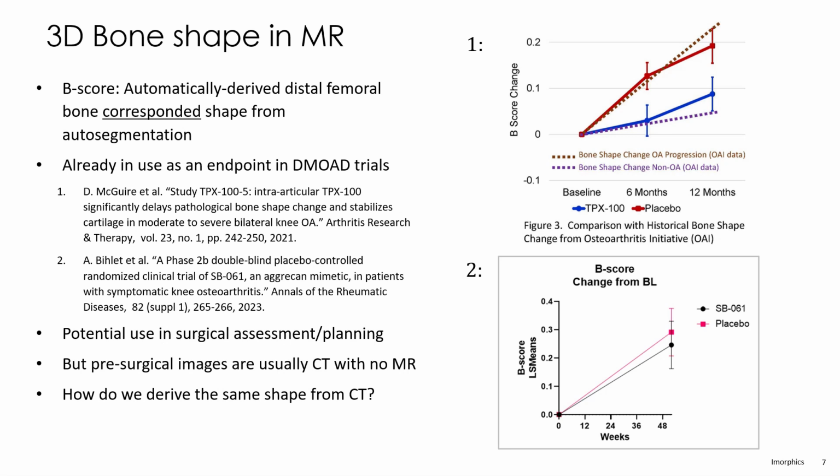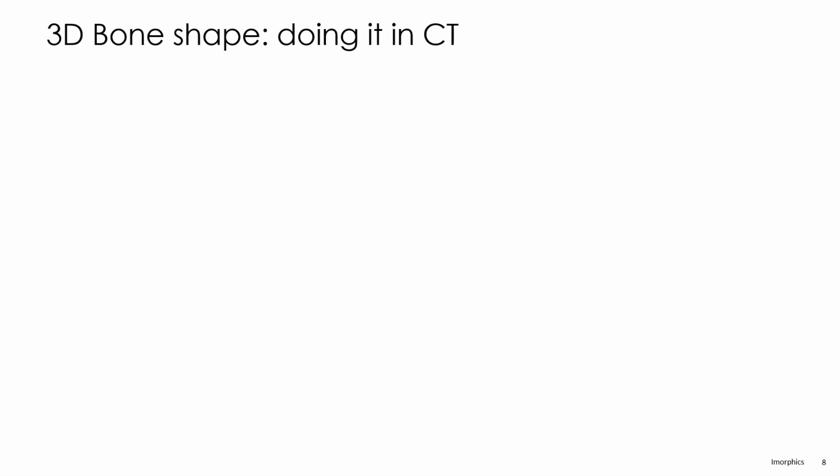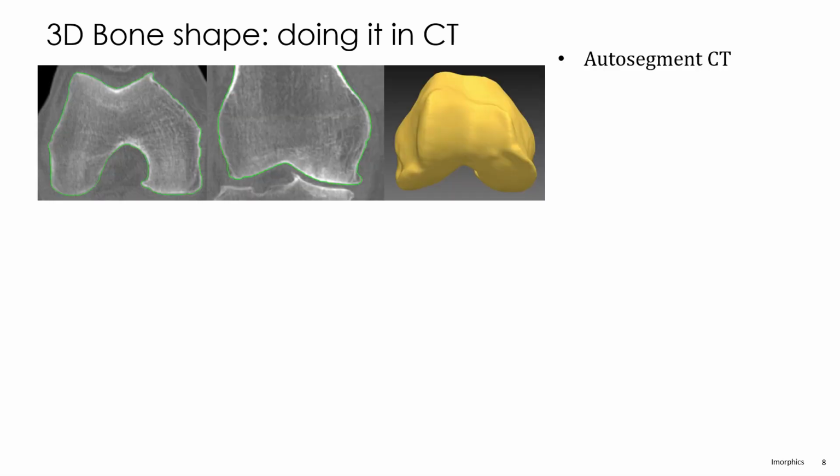But the issue with that is that pre-surgical images are usually CT and not MR. So we come up against the problem of how do we derive this same shape score from a different image modality. So here's how we go about getting the same B-score but for a CT image. So we start off with the CT image and then segment it with an auto-segmentation model that, instead of being trained on MR, was trained on CT, so it can segment in that modality.